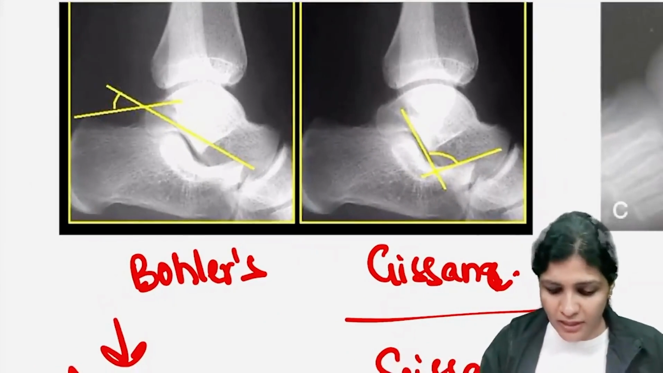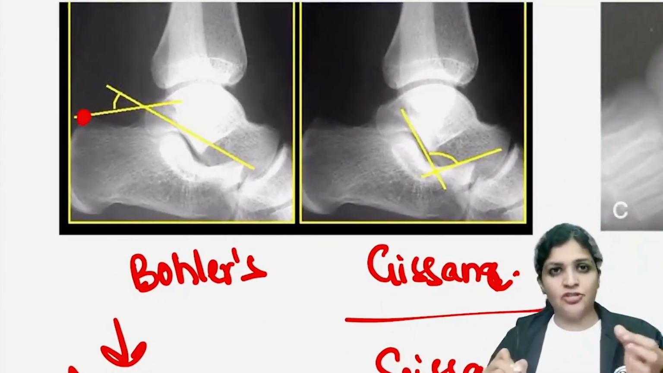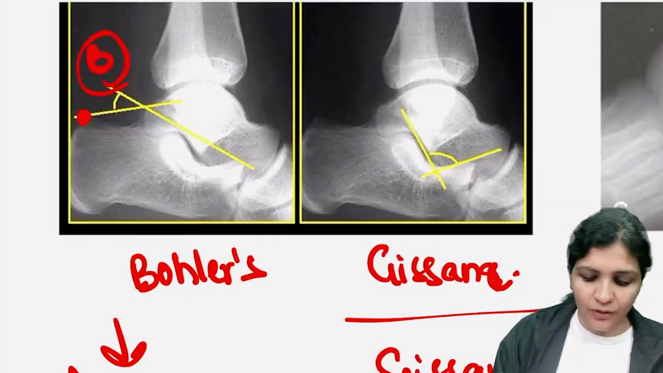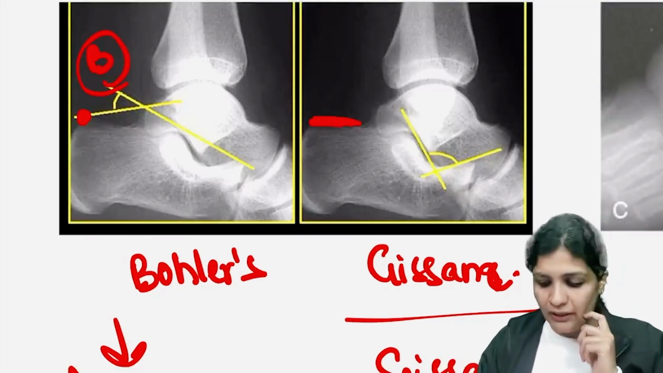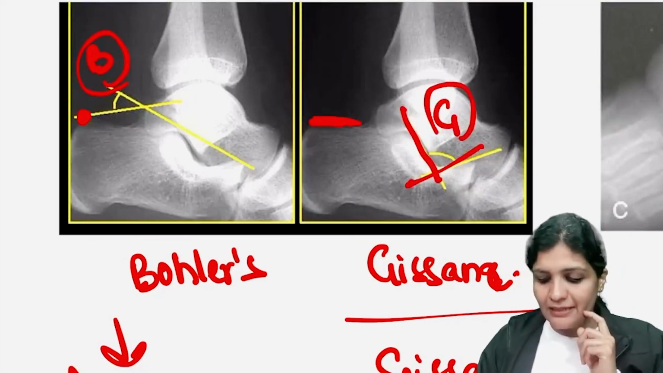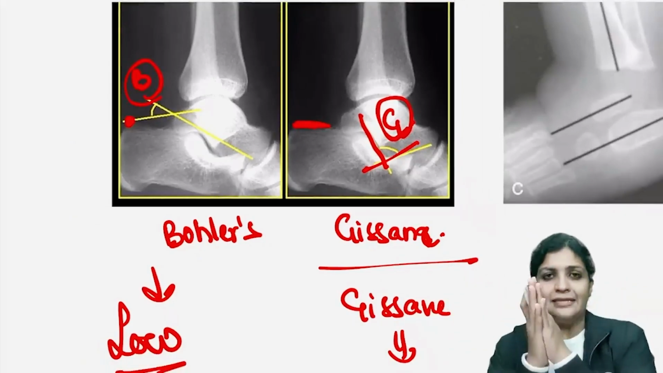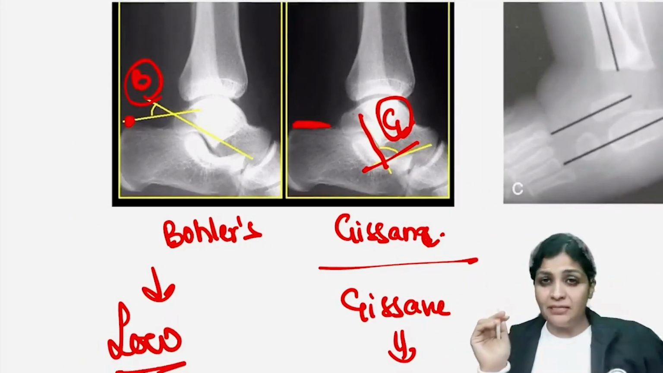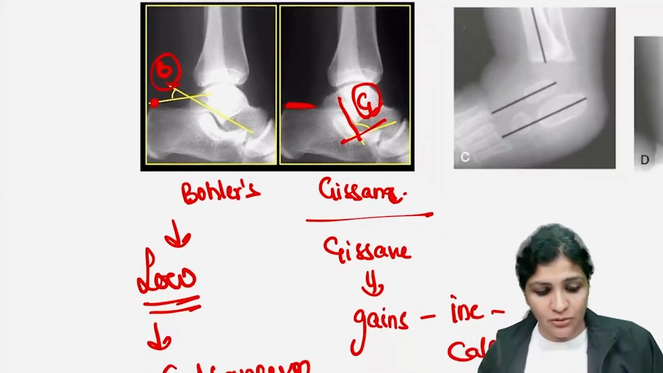And how do you remember Bowlers? Always, there is a point on the posterior aspect. If you see a line is drawn, that is Bowlers. If there is no line drawn on the posterior aspect of the calcaneum, it is only here, then this is Gissane. Remember that much. If you see there are two lines like this, that is Gissane. If something is back, that is Bowlers. B for back, B for low, Bowlers.